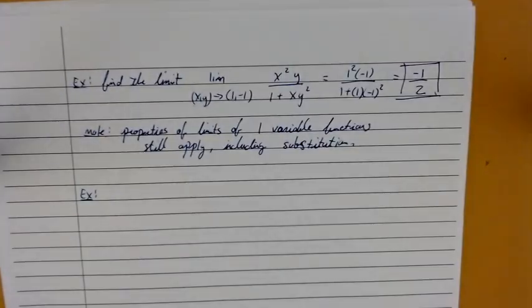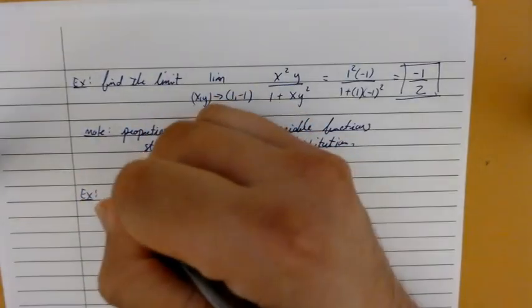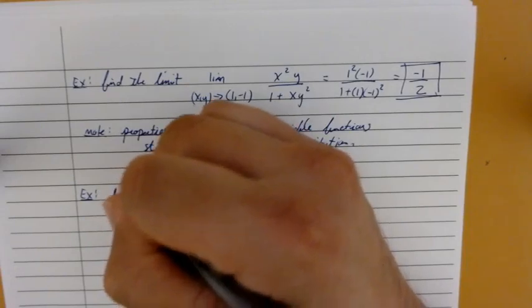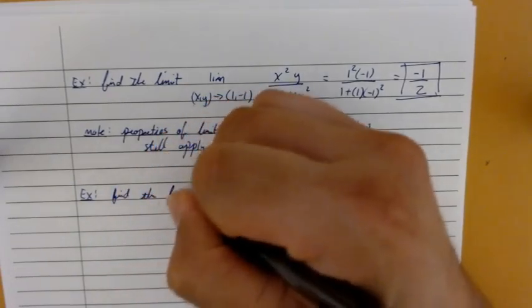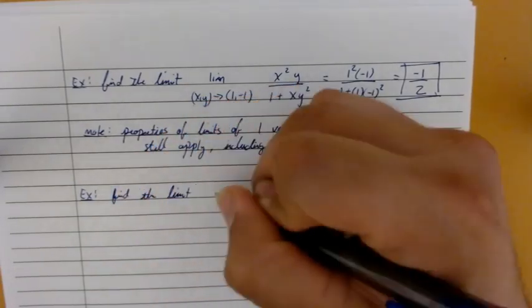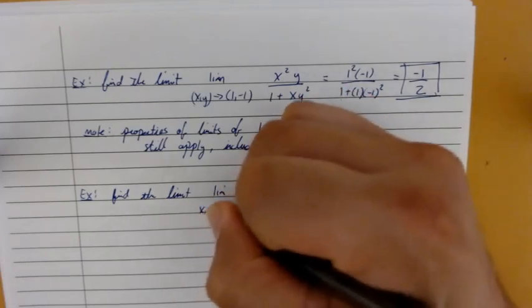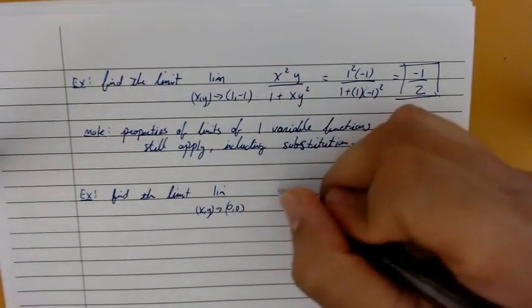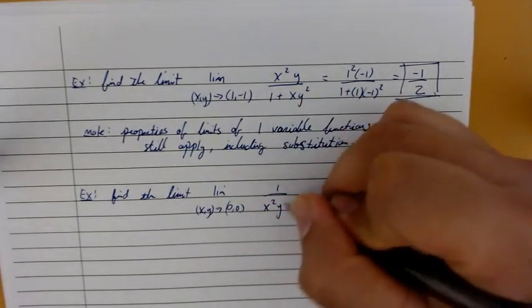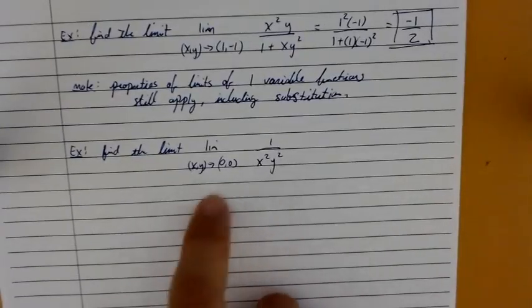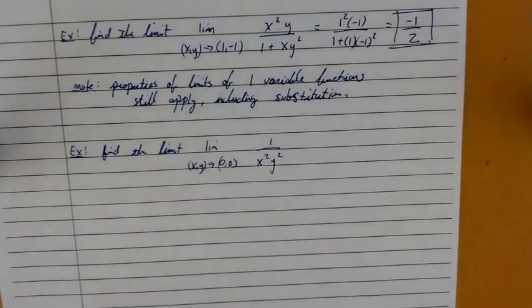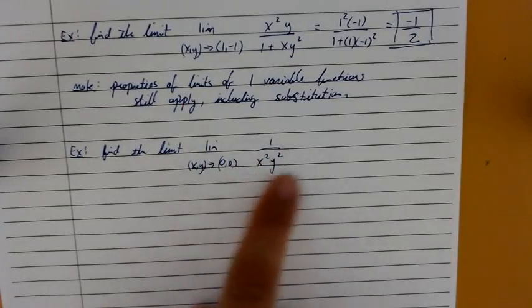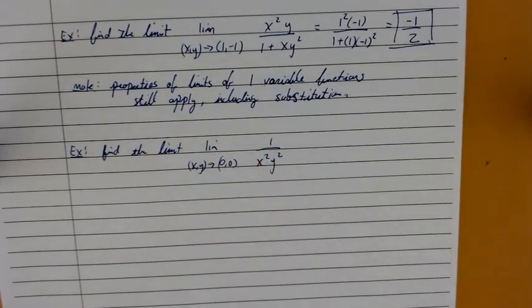Another example. Let's find the limit. We'll take the limit as x comma y approaches the origin, 0, 0, of 1 over x squared y squared. In this case, you can't do this, because if you plug in 0, 0, you get a nonsensical statement. Okay, well, then that doesn't work. Okay, so what can we do?